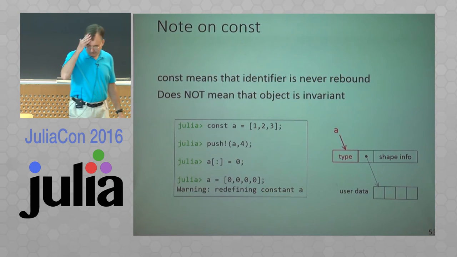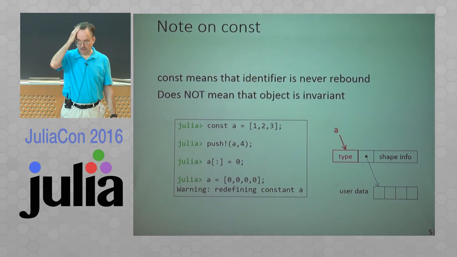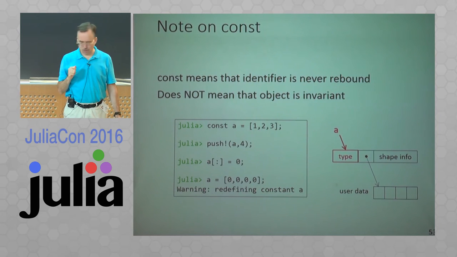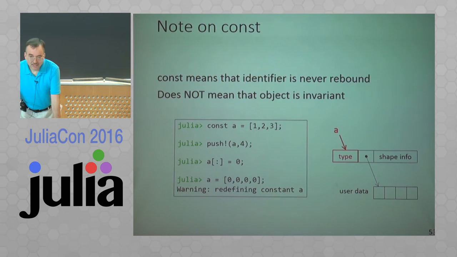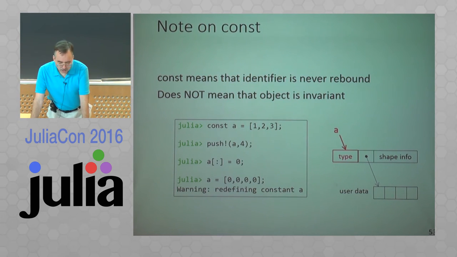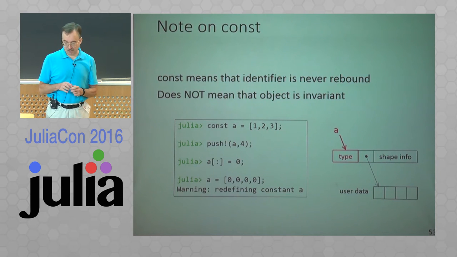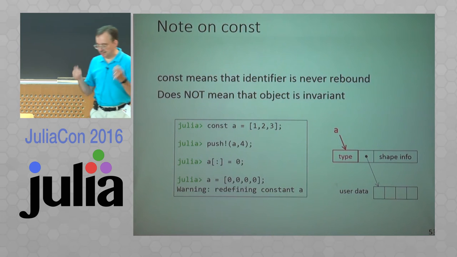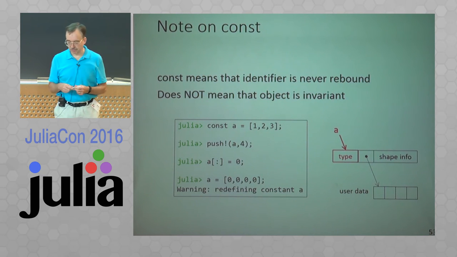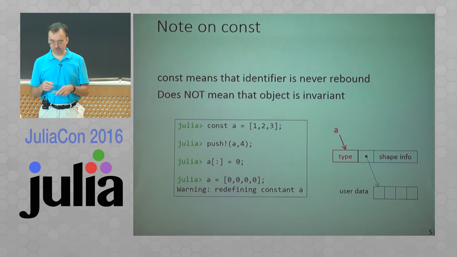Okay, yeah, here's a bit on const, and you have to be careful because it's not the same as a C++ or C const, which people don't understand anyway. const just means the identifier is never rebound. It doesn't mean that the object is invariant. So, for example, I can write const a equals the array 1, 2, 3. Then I can push! onto a. No problem.